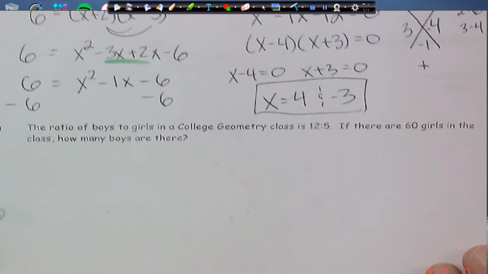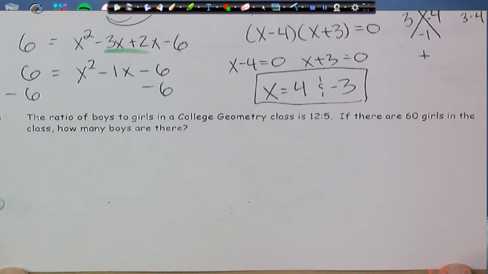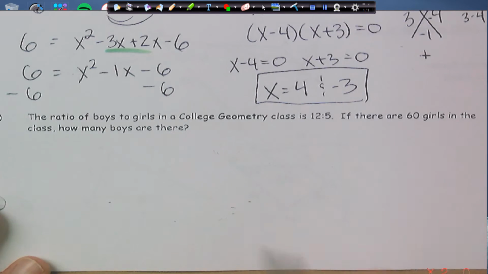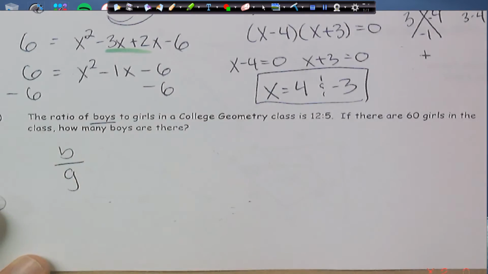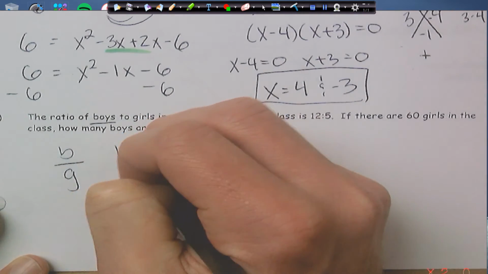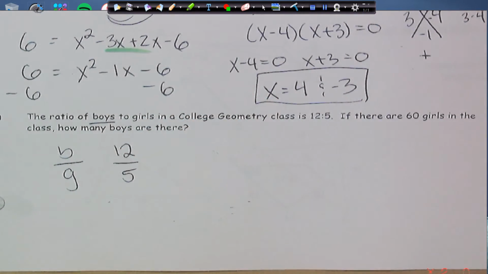Number 4, the ratio of boys to girls in a college geometry class is 12 to 5. So boys is written first. We're going to do B to G, boys to girls. So I got 12 to 5, so I'm already thinking there should be more boys than girls. Whatever number I come up with here, there should be more boys than girls.